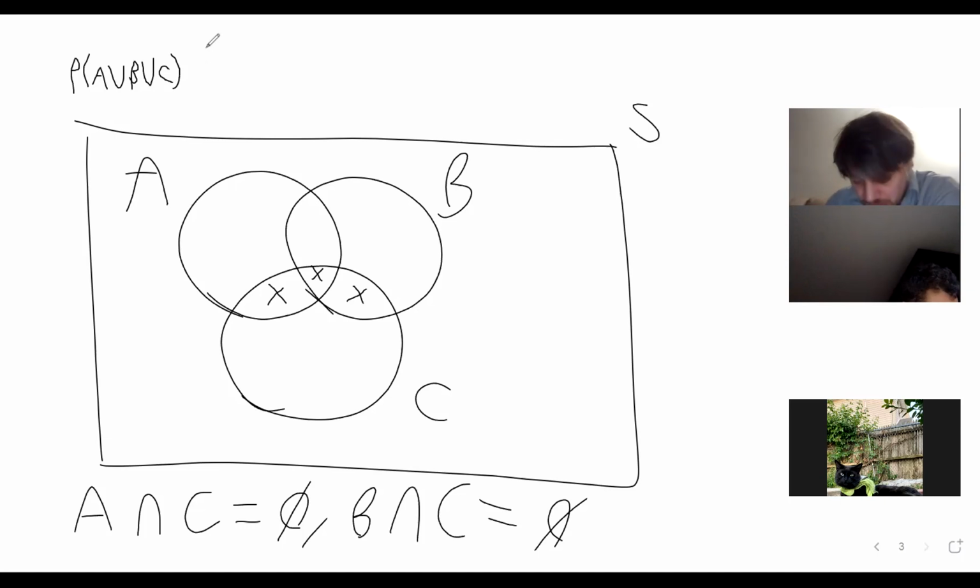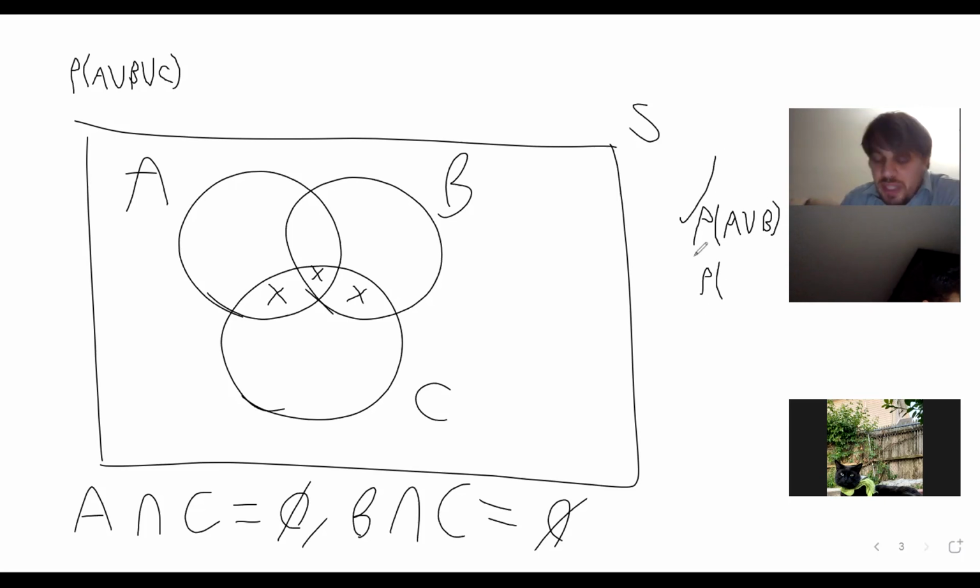Now we know the probability of A union B, because we found it already. So we're good there. We are given the probability of C. So we have the probability of A union B and we have the probability of C. If these two sets, A union B and C, were mutually exclusive, then we could say that this would be equal to the probability of A union B plus the probability of C.